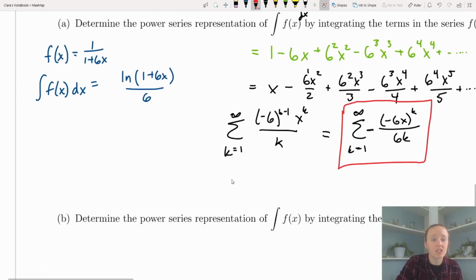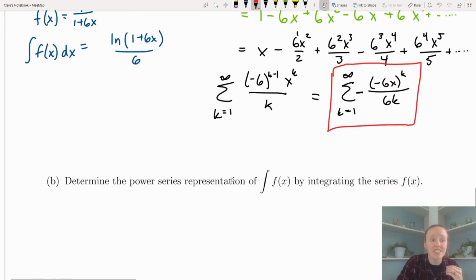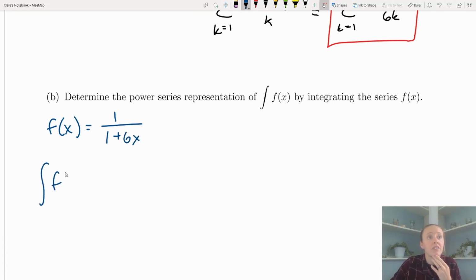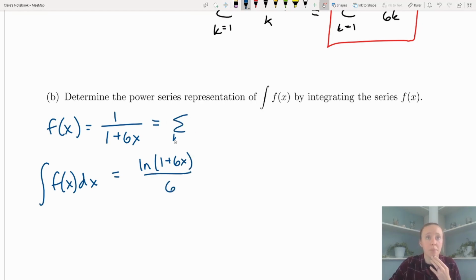Now, let's do it by just integrating the series. So again, f of x was equal to 1 over 1 plus 6x. When we integrated f of x dx, we got the ln of 1 plus 6x all over 6. So now all I have to do is integrate that power series from k equals 0 to infinity of my negative 6x to the k.